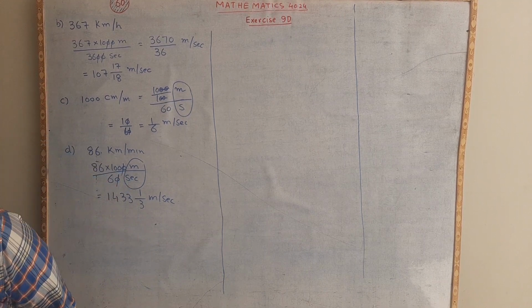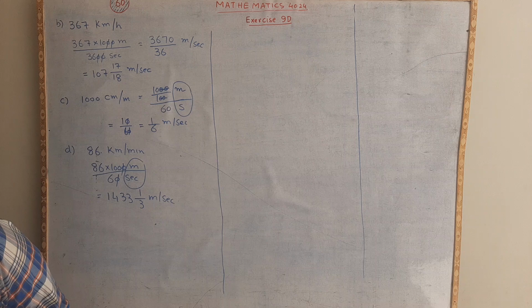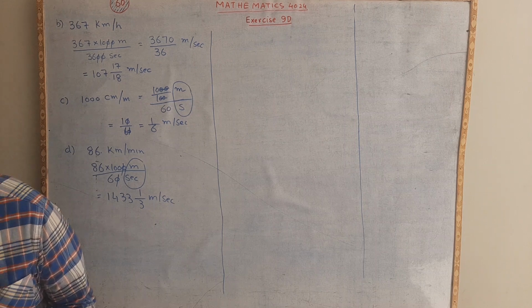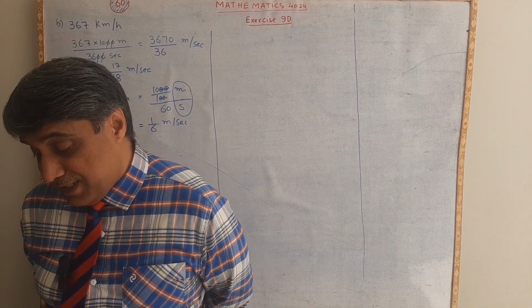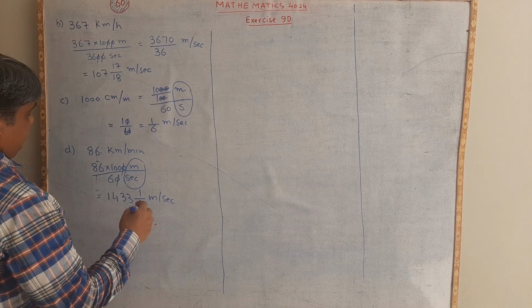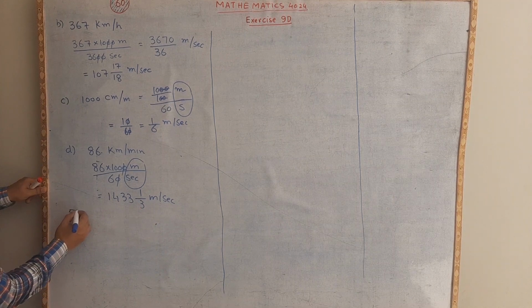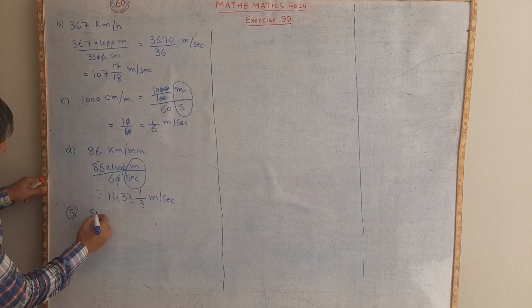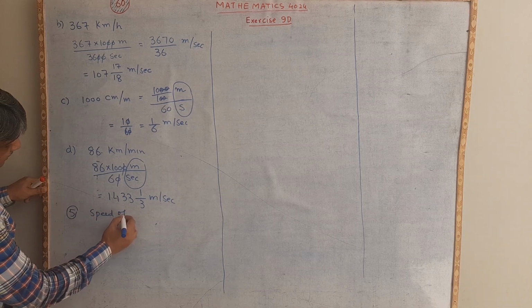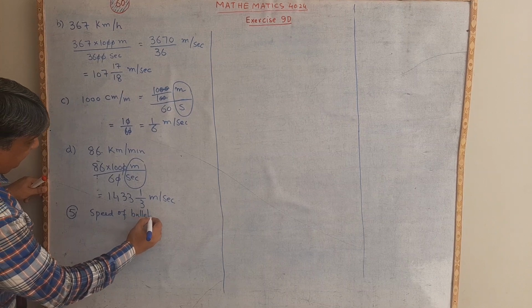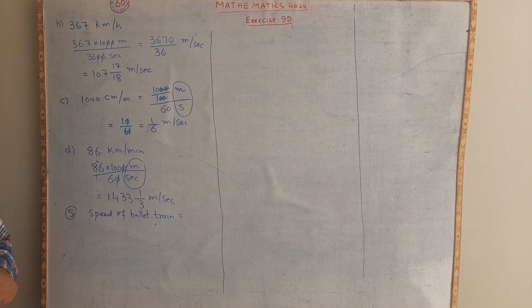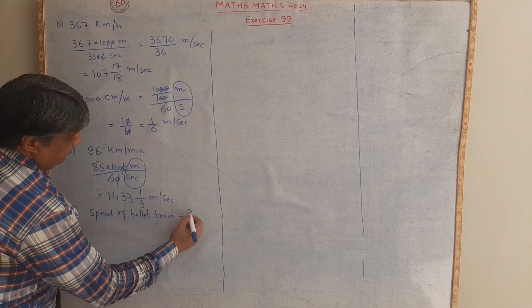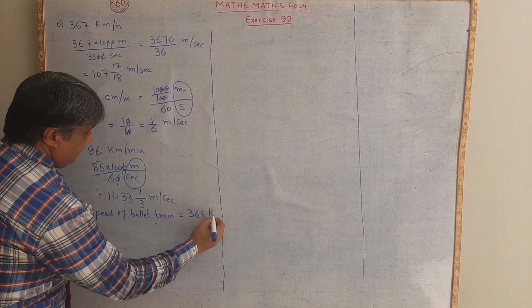Okay, now let us turn our focus to question number 5. And question number 5 is saying a bullet train travels at a speed of 365 kilometer per hour. Speed of bullet train is equal to 365 kilometer per hour.